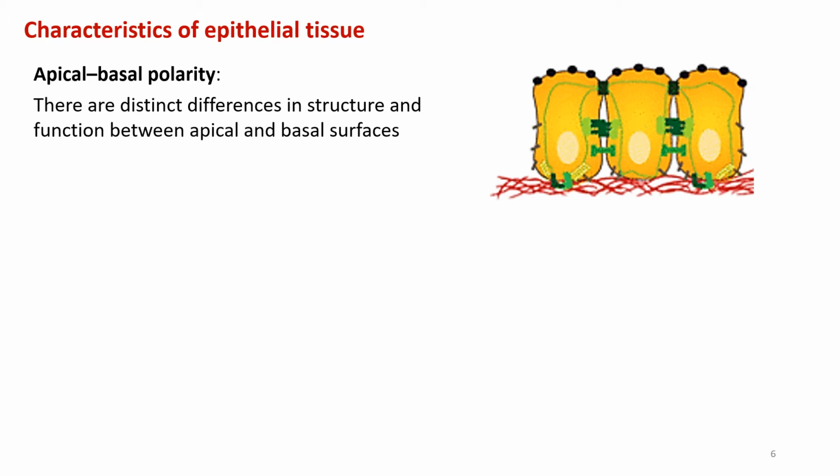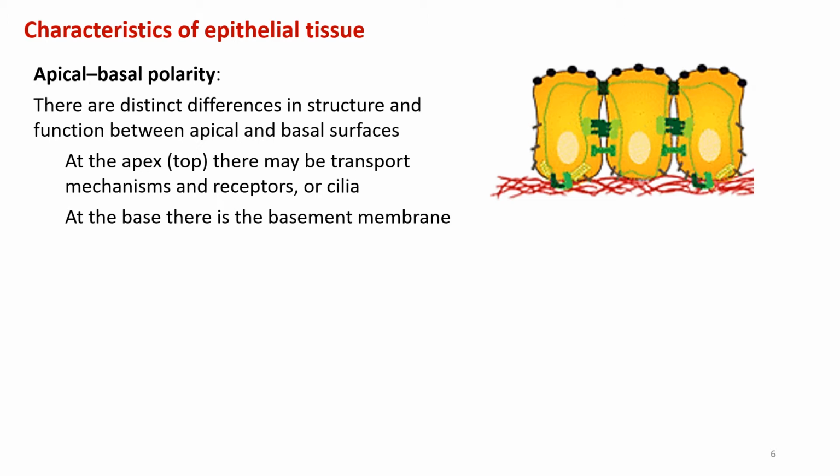I was talking about enterocytes. They absorb. They're going to absorb from the top, but then they need to do something else with it at the bottom. So we have an extreme difference between the top and the bottom. At the apex, there may be transport mechanisms and receptors, or there may be cilia. At the base, there is always the basement membrane. And we'll talk a little bit more about the basement membrane in a sec.